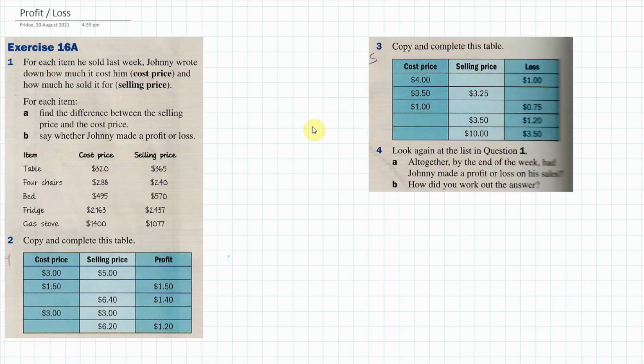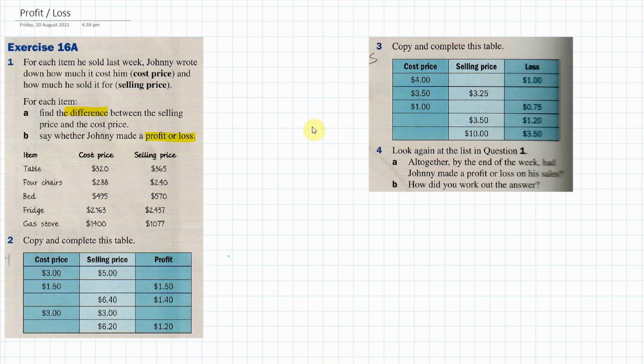Welcome, Year 9 students. We're talking about profit and loss, and we've got some questions that we'll just work through. So the first one, we're looking at these items that Johnny bought and sold, and we're trying to find out the differences between the selling price and the cost price, and then we want to find whether it's a profit or loss.